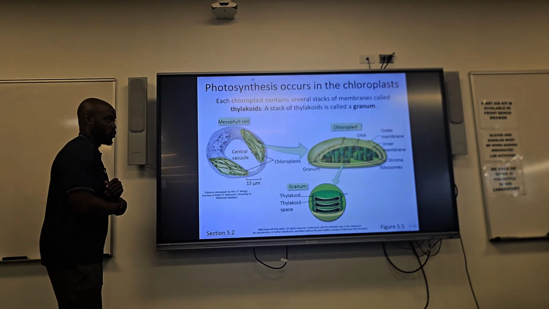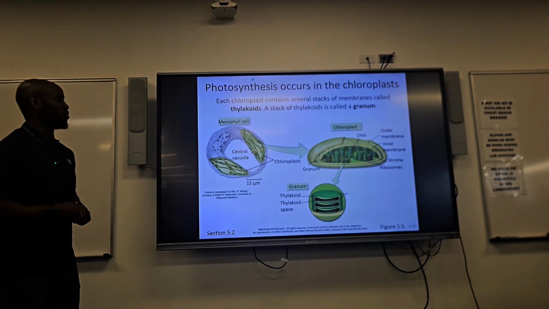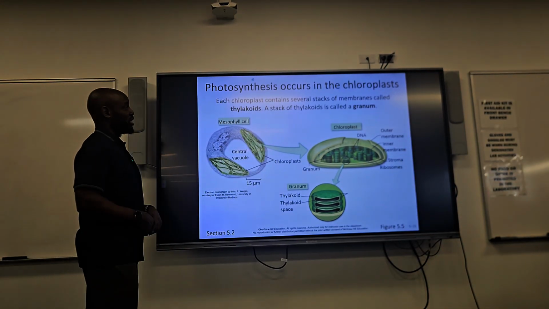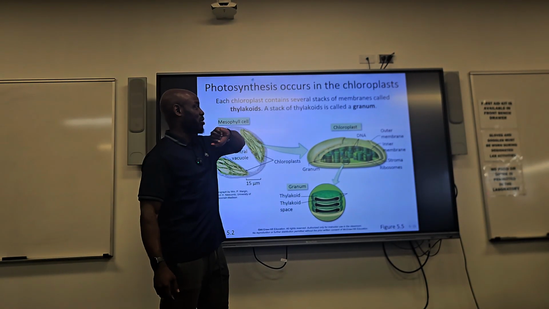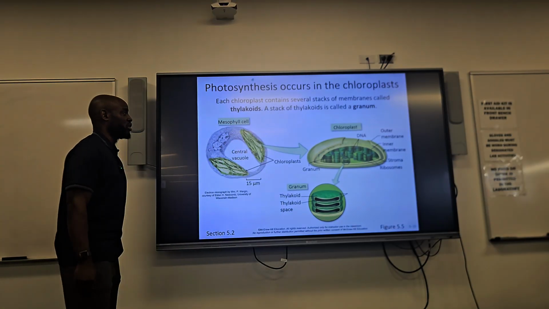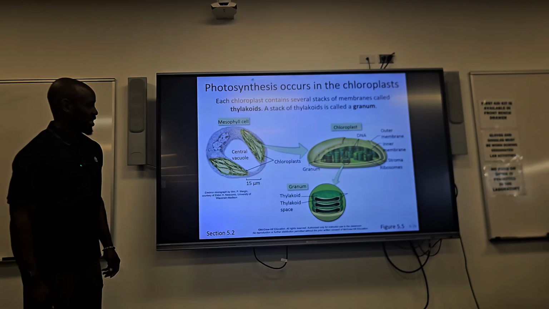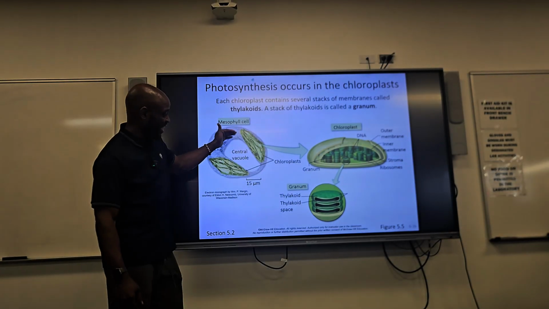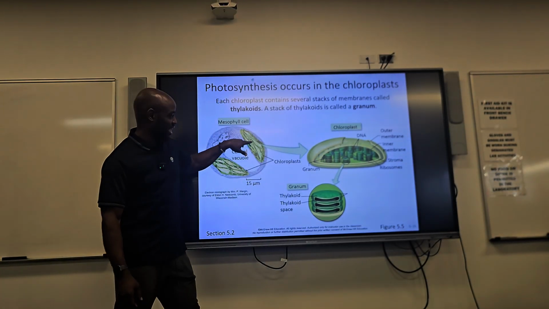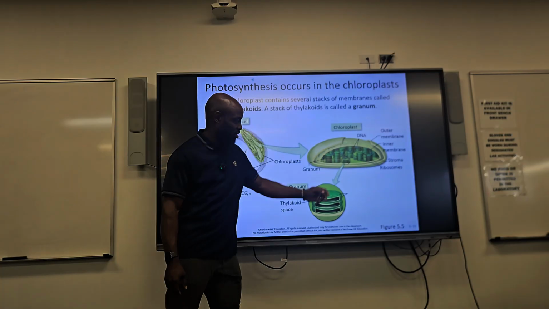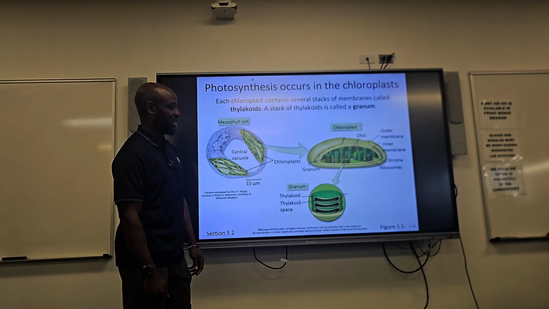Inside the chloroplast, which we didn't get to see because our microscopes aren't as powerful. Each chloroplast contains several stacks of membranes called thylakoids, and a stack of those is called a granum, right? That's inside. So if we were able to look inside the chloroplast, which we can kind of see a little bit, this is the detail inside the chloroplast.